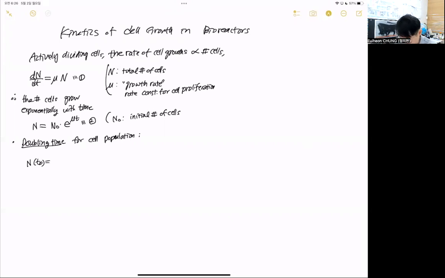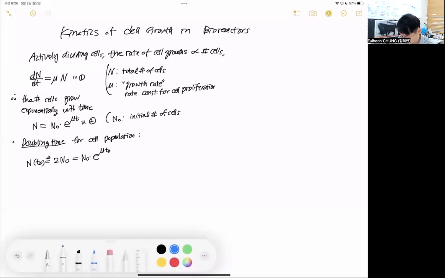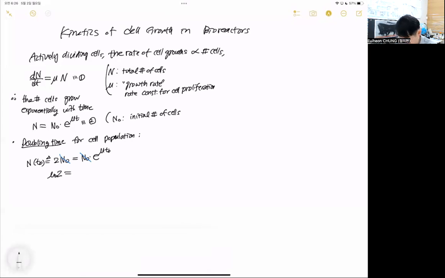That's when the cell becomes twice the original, and then that would be n0 e to the mu t sub d. And so we can solve this equation. And what is that? That means ln2 equals mu times t sub d, or we can write down the doubling time as ln2 over mu. So that we can put as equation 3.